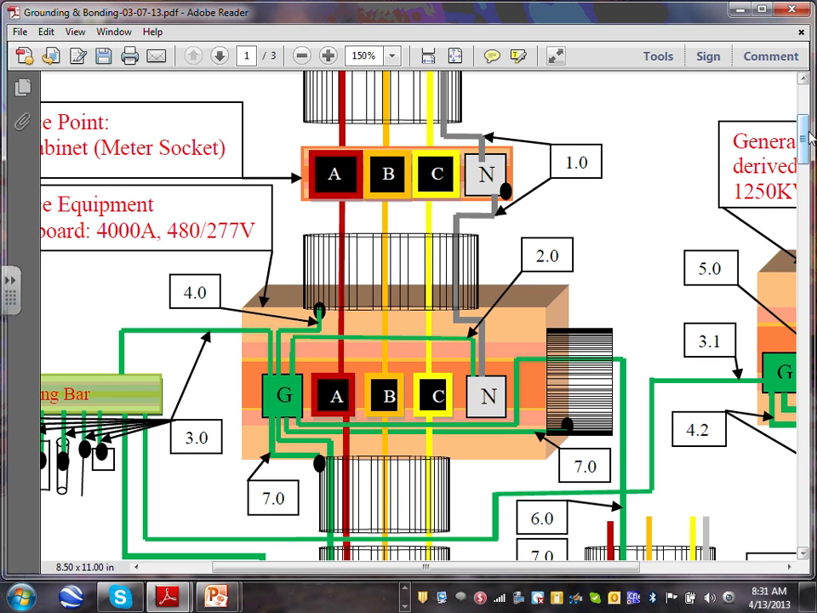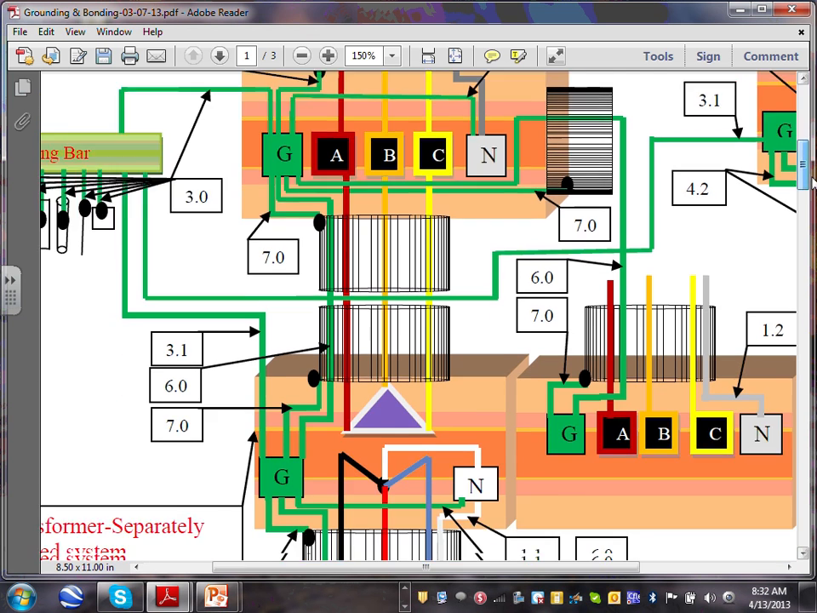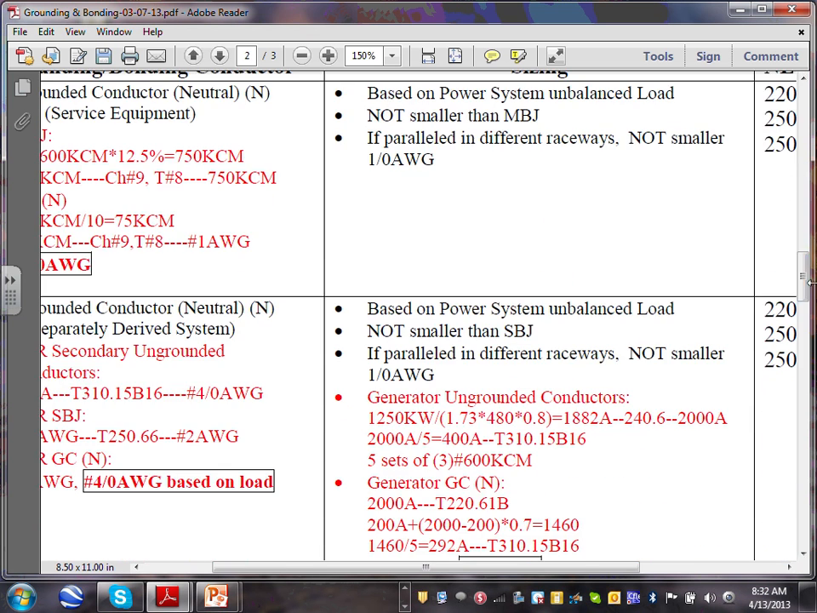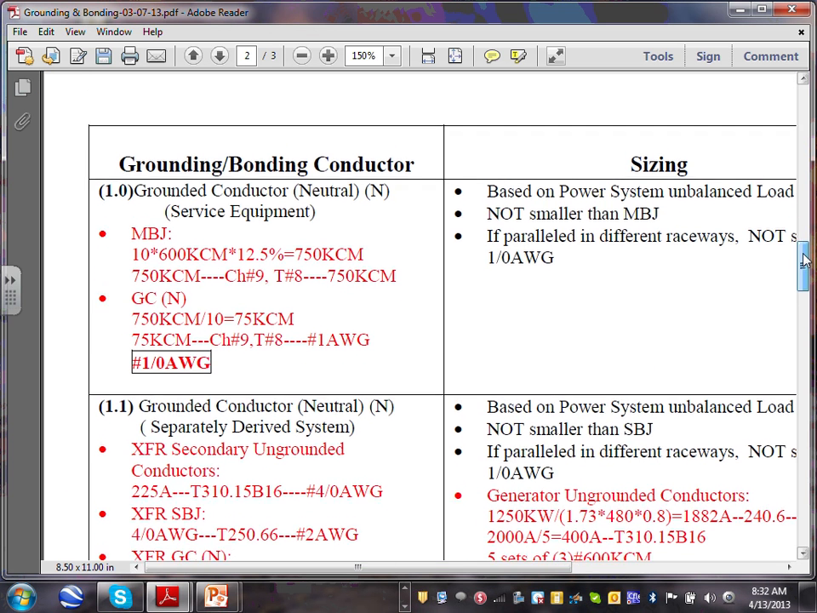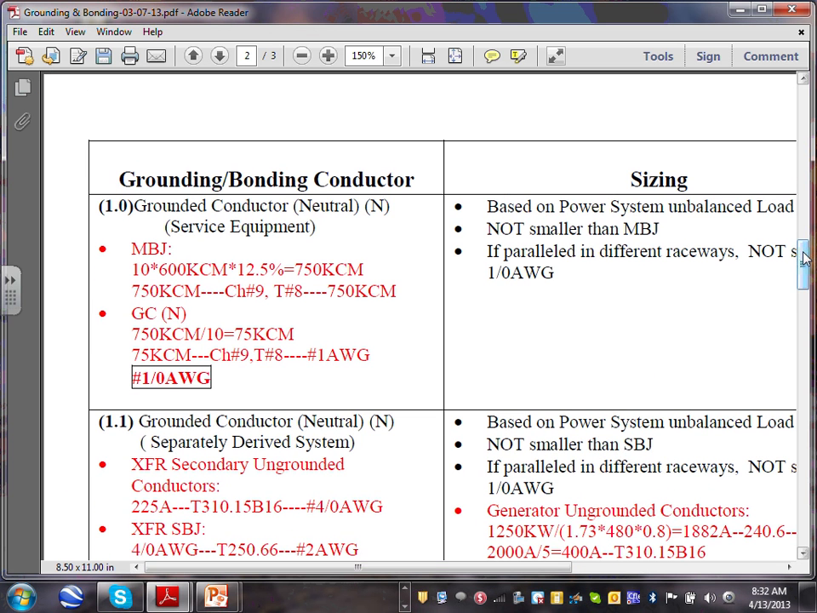So number 1, I'll show you guys how to size a neutral. I want to remind you my system is 4000 amp. This is how you size a neutral. So if you scroll down a little bit all the way here to number 1. Now I want to remind you we're doing number 1 here. Can you guys see number 1? Everybody goes to number 1.